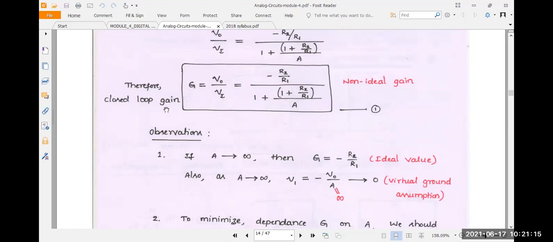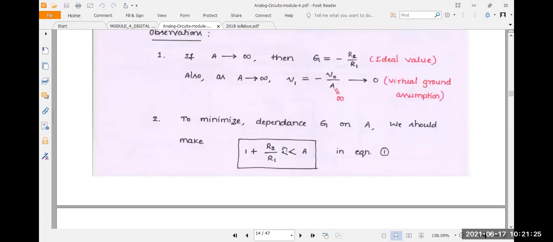G stands for closed loop gain. Actually, this derivation we made for the finite open loop gain, and in finite open loop gain, you got this equation. So G depends on the finite open loop gain, and that dependency you have to minimize. For minimizing dependency, you can take this condition: 1 plus R2 by R1 should be less than the open loop gain. That is equation number 1.